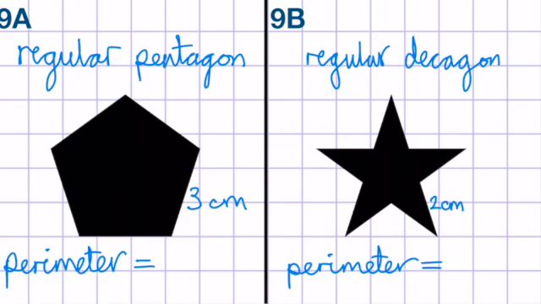For 9A and 9B, you just need to find the perimeter. And both of these shapes are regular. So hit pause, and then we'll go through it.